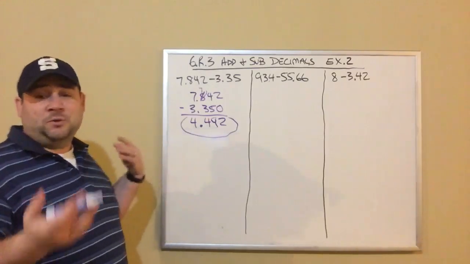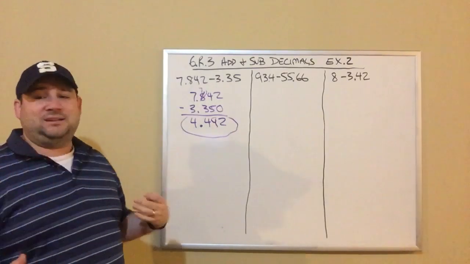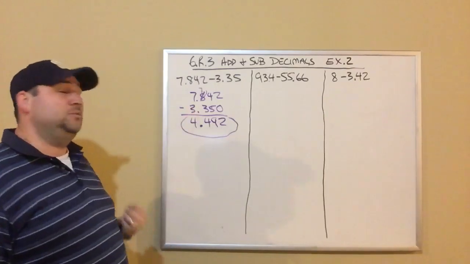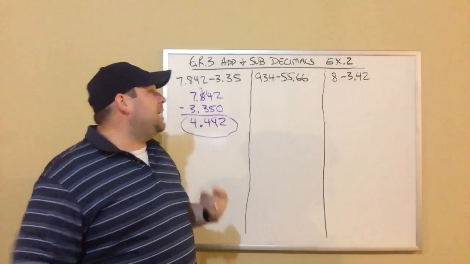So again, this is pretty straightforward. Hopefully you remember this from when we did it earlier in the year. But you just line up your decimals and then you just subtract like normal. And then in the end, make sure you bring your decimal point into your answer. Okay, let's look at the next one.